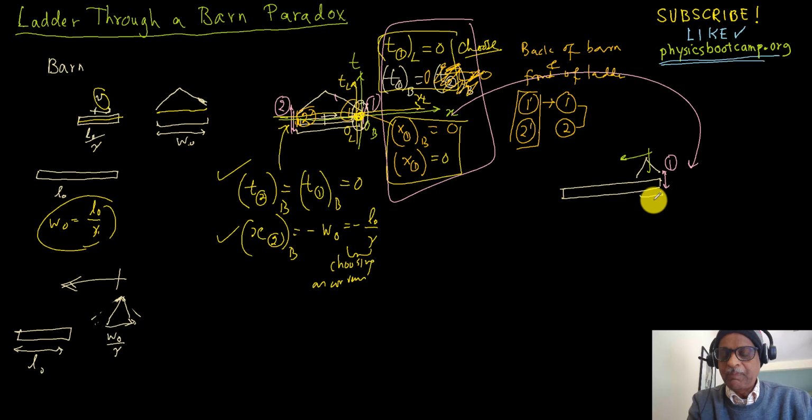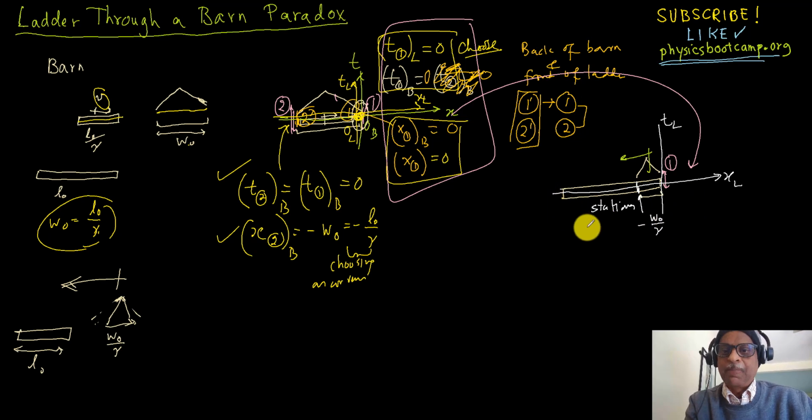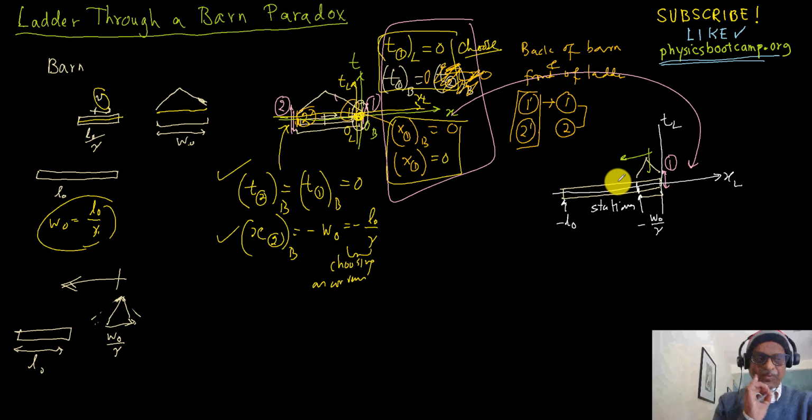All right, so in terms of coordinates in the ladder frame, it looks like this. This is the X ladder, T ladder frame. The ladder is fixed, stationary. This coordinate is minus W0 over gamma, right? And this coordinate is minus L0.